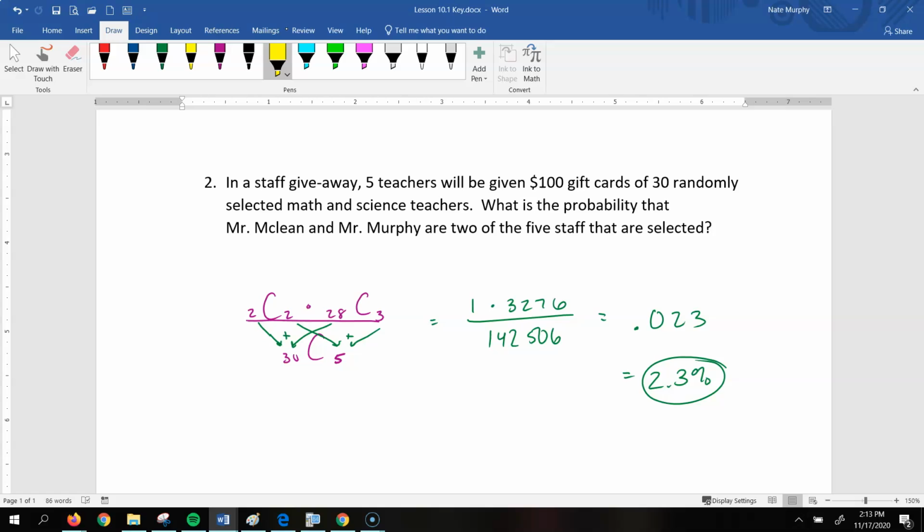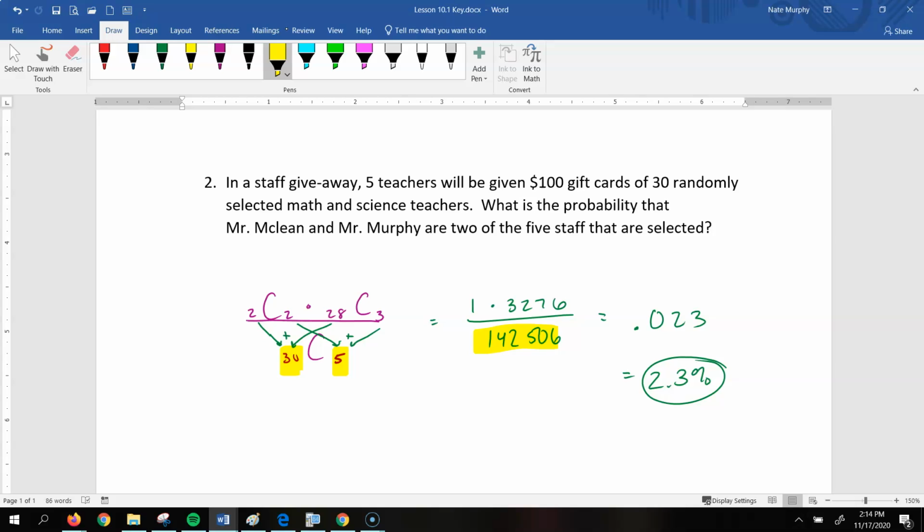Okay, so we have 30 randomly selected math and science teachers. So our total number of teachers is 30. And out of those 30, we're going to be selecting 5. So that gives me the total. So there's a total of 142,506 different ways that could happen.